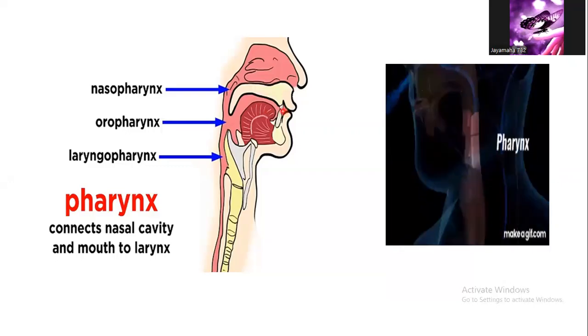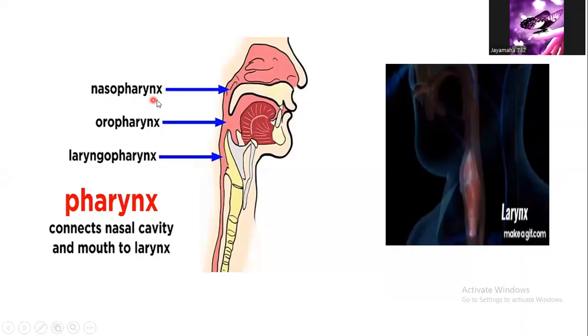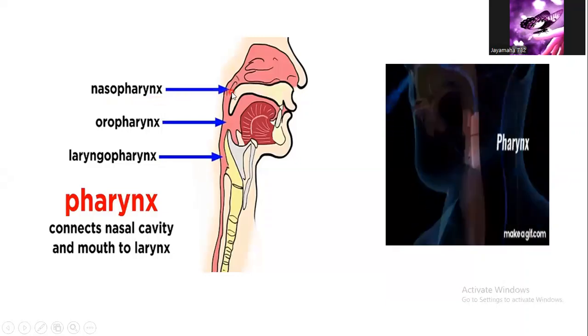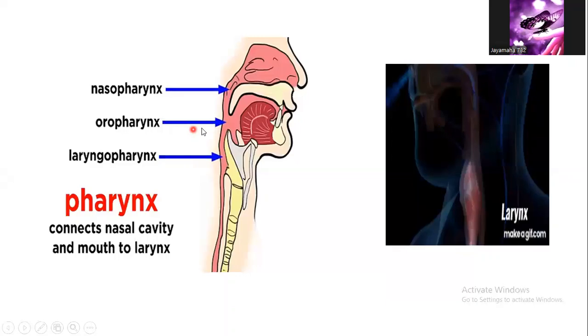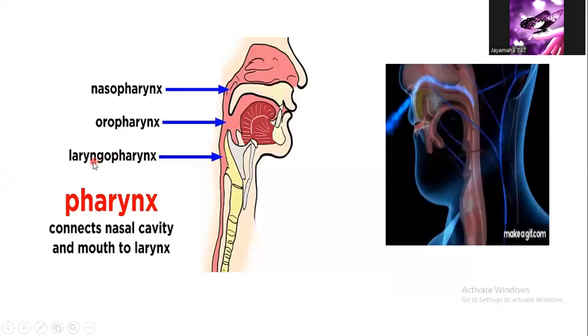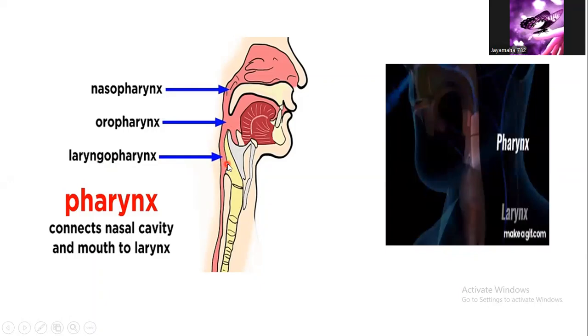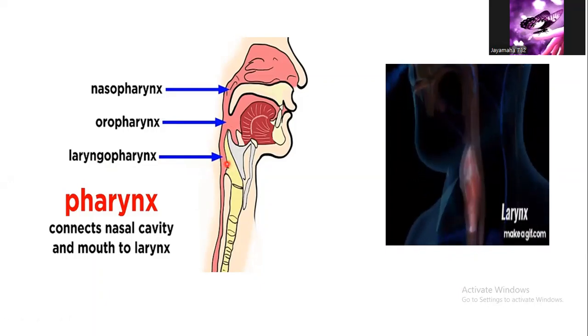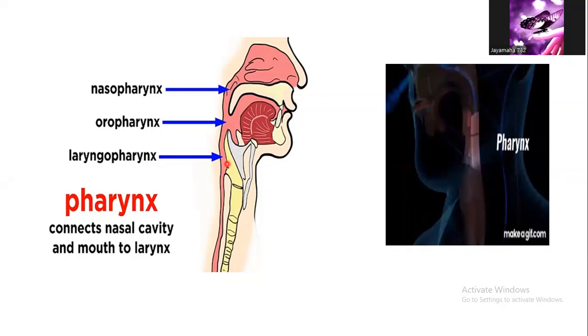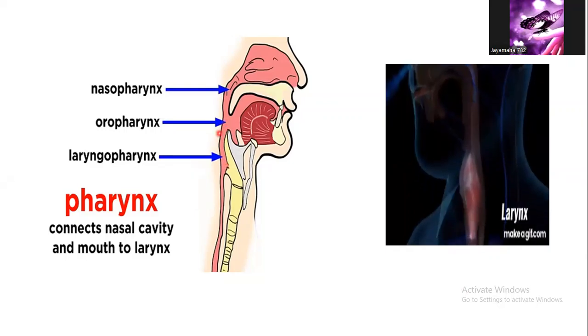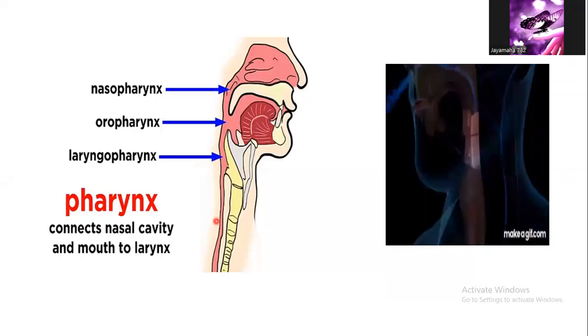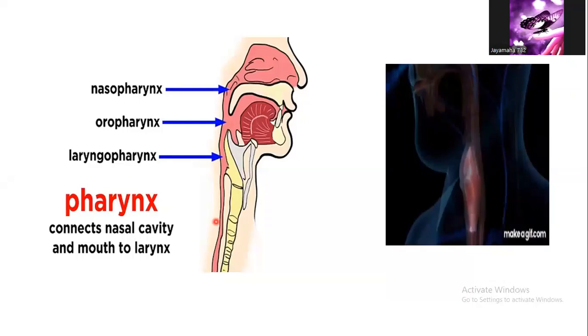This has three regions. The first part is the nasopharynx. This is the nasopharynx. The other part is the oropharynx. This is the oropharynx. And here is the laryngopharynx. So this pathway continues down into the esophagus for the food, while the air goes to the larynx.